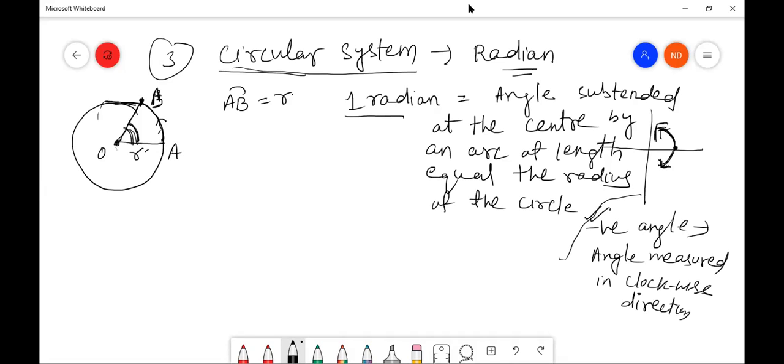One more thing I want to tell. Whenever you start from A and take a complete rotation, you are covering the whole circle, which means 2 pi r. And what is the angle subtended at the center? The angle subtended at the center is 360 degrees. We will come to that point also.